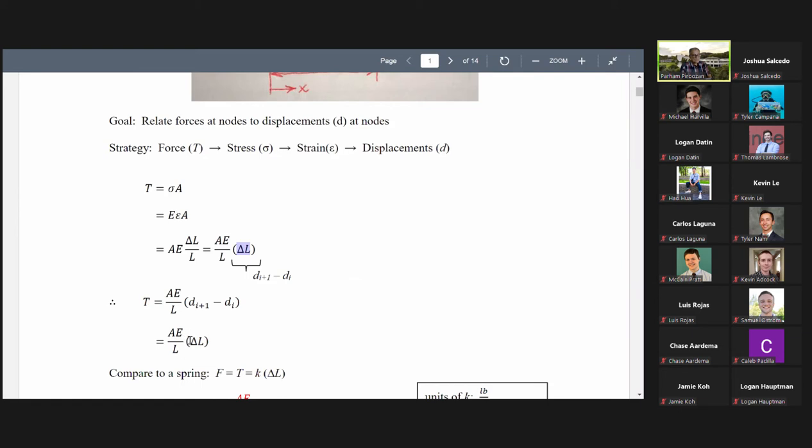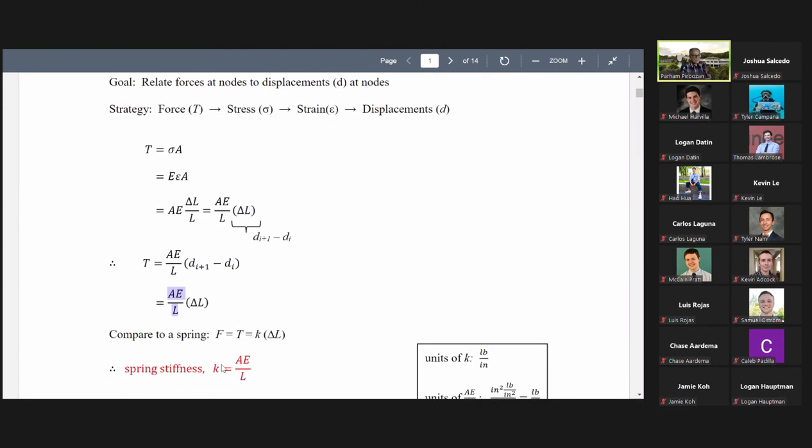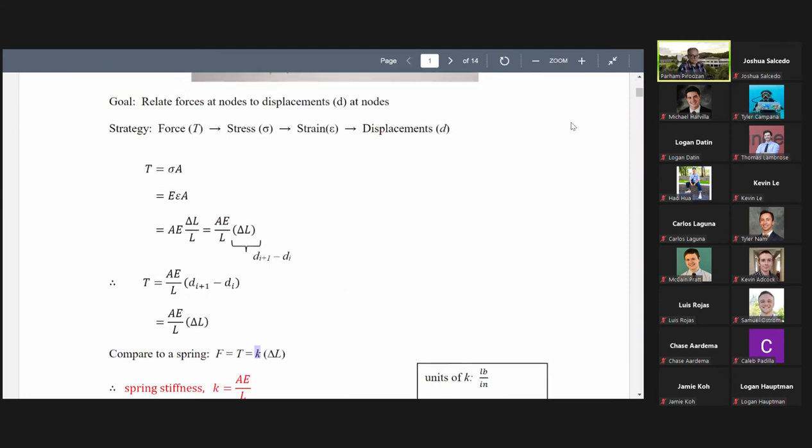Now, if you compare for this bar that we were talking about, it was AE over L times delta L. And for a spring, compare this to this. AE over L delta L. This delta L is the same as this one. It means what? It means K is equal to AE over L. Am I right? Yes. K was called what? Remember from our spring formula, K was called spring stiffness.